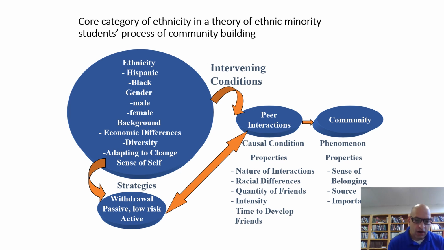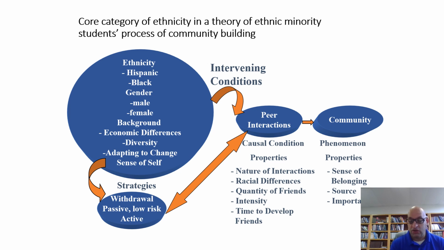Now, the core of any category in terms of ethnicity in a particular theory, ethnic minority, student process of community building, this is all important. So we're talking about these as variables. Ethnicity, well, are they Hispanic? Are they Black? Are they white? Are they Asian descent? This becomes important to identifying your population. Gender, male or female? Or what's their background? Do they have economic differences? Are we talking about middle class, lower class?